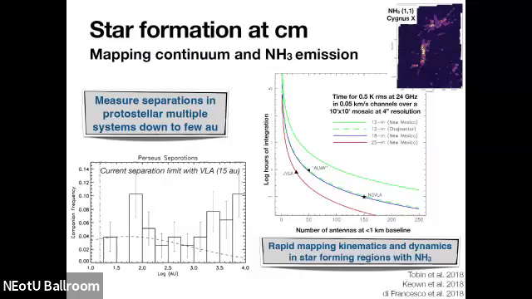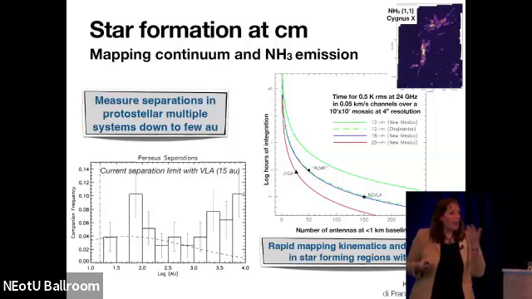One of the things that will be possible is, for example, the measurement of separations in multiple protostellar systems. With the ngVLA, we will be able to measure that down to only a few AU, where the current limit of the separations is on the order of 40 to 50 AU. Sorry, down to 15 AU, but with rather large uncertainties up to 50 AU separation. So essentially, by measuring protostar multiplicity down to much smaller separations, we can actually link that to what we know about multiple systems today.